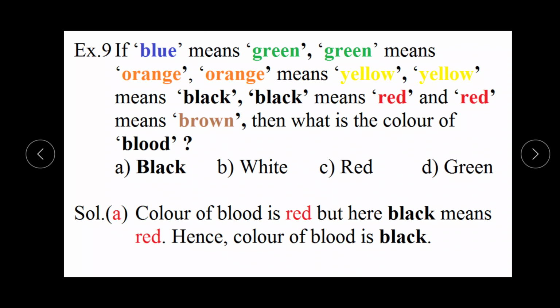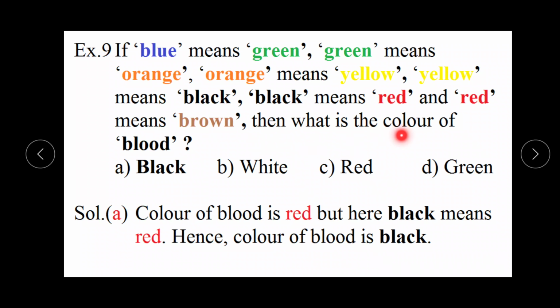So here what we will do, we will check that there is used "is called." That time we are taking the second color, but here it is used "means." It means we will take the first one, the starting word. It means orange means yellow, orange का मतलब yellow है. If the answer is yellow, that time we will use orange color.